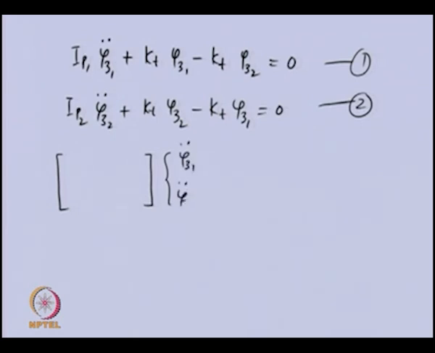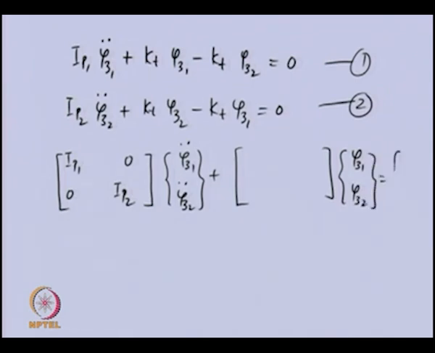So I am writing them in a matrix form. Here we will be having IP1 0 0, IP2, plus this is the stiffness terms. There is no external force, so the right hand side is 0. Here we will be having KT, minus KT. So if we expand these matrices, we can get back these two equations.